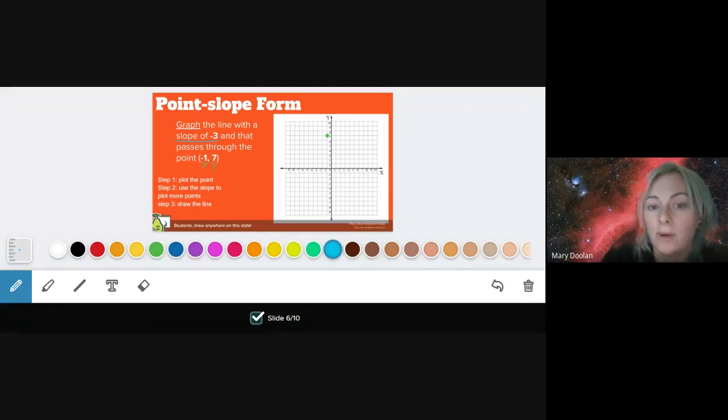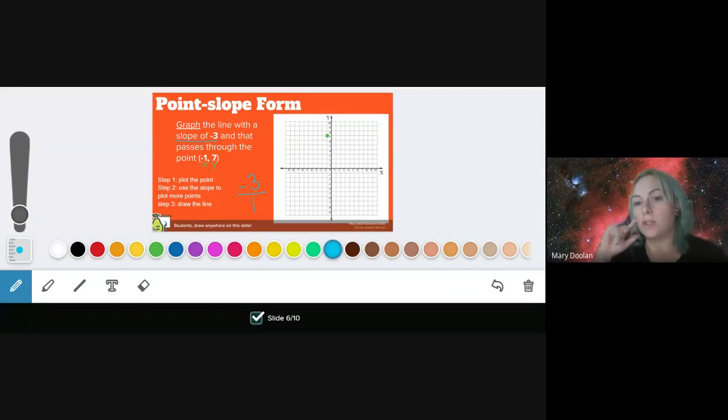and I want to use it to plot more points, I want to think of it as a fraction. I want to think of it as rise over run. And so anytime you're given a slope that's not a fraction, you turn it into one by just putting a 1 in the denominator. So from my starting location of my initial point of the line, I'm going to use the slope of -3 over 1 to plot more points.